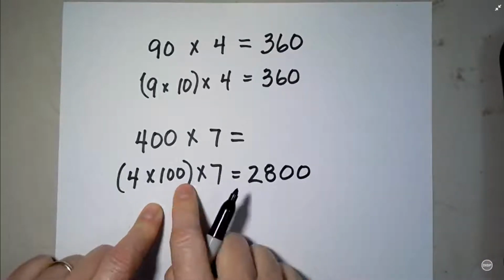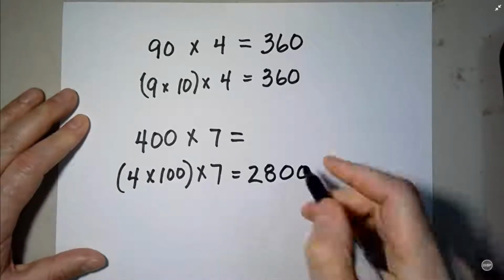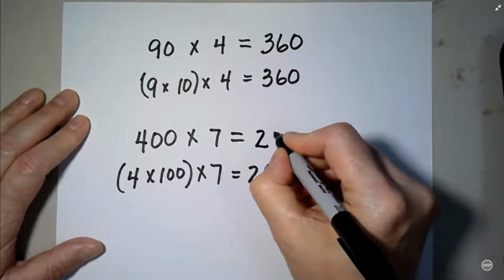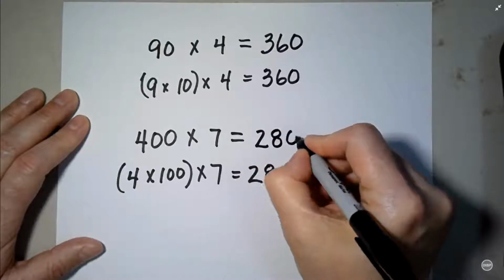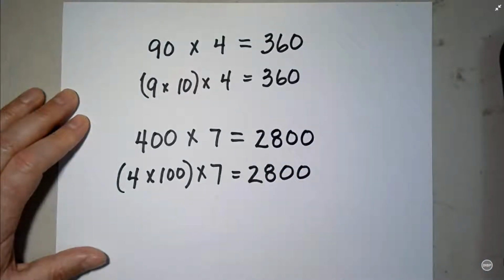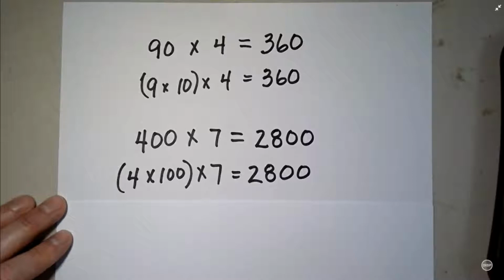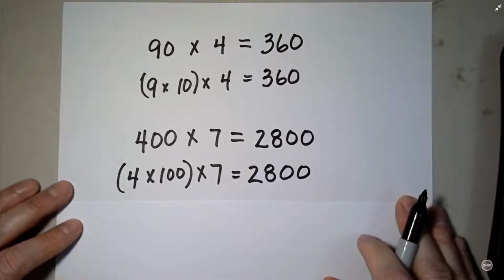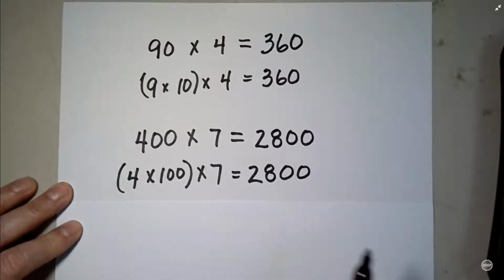that's convenient. There are 2 zeros here. We add 2 zeros here. So 400 times 7 is equal to 2800. Now let's see how that relates to division. And so let's start with the top one.